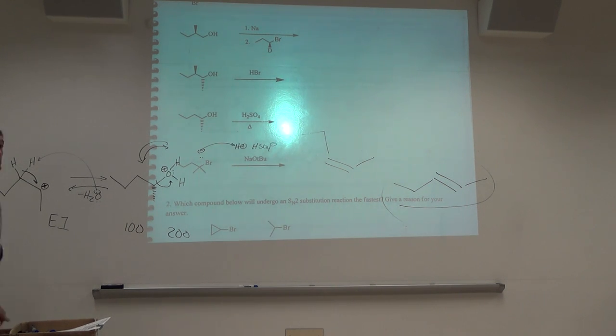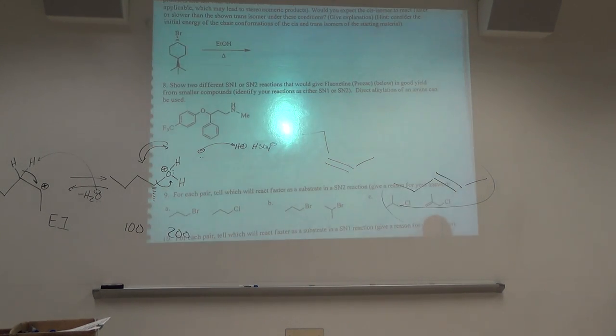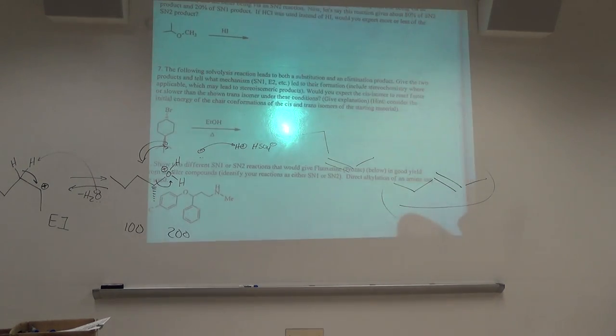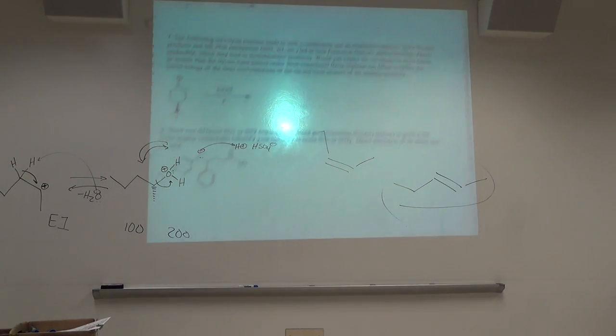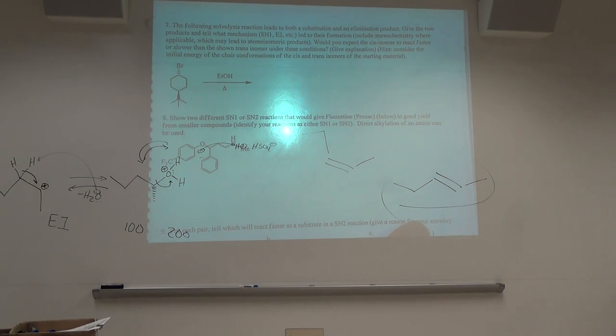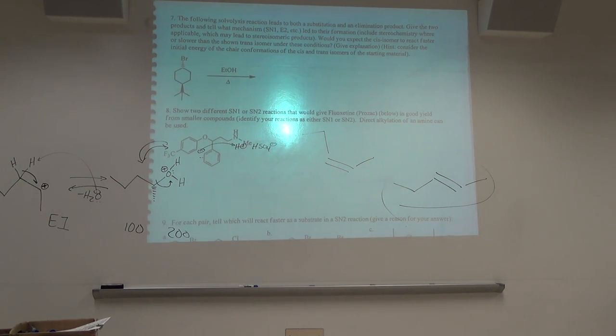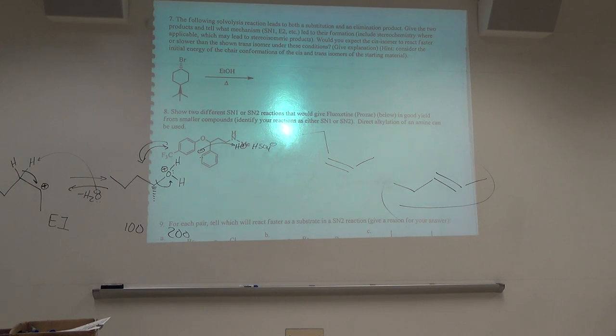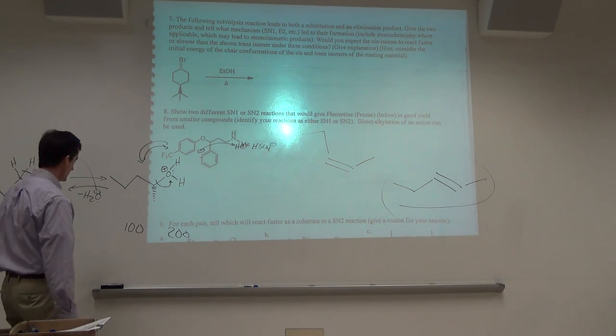Over here. Yeah, number 8 on page 27. Number 8 on 27. Show two different substitution reactions that would give Prozac in good yield from smaller compounds.